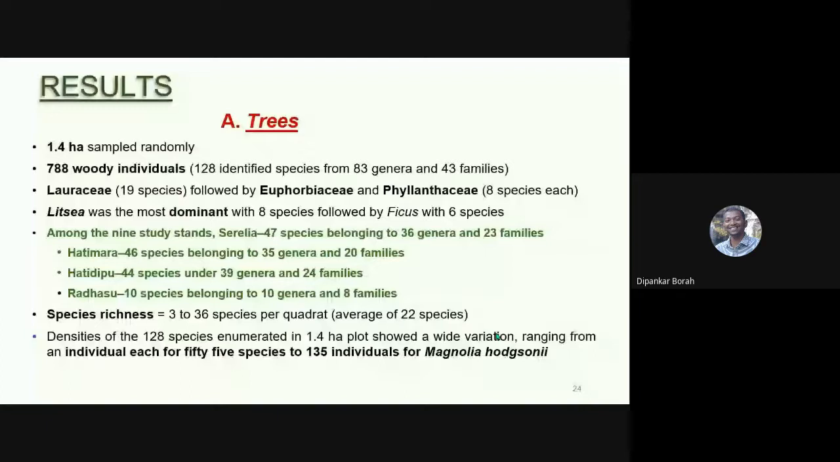Lauraceae among the families and Litsea among the genera were the most dominant. Among the 9 study stands, Cerealia recorded the highest species diversity, that is 47, and Radhasu the lowest. The species richness varied from 3 to 36, where 22 species is the average number. The densities also varied widely, 1 individual for 55 species and 135 individuals for a single species, that is Magnolia hoxoni.